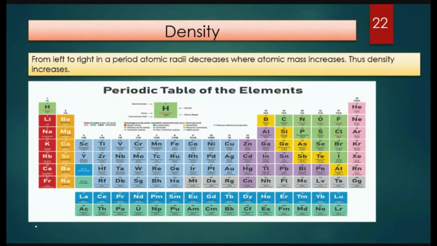Remember, in mass by volume ratio, if mass is increasing, what does it mean? Density should also increase. So what I mean to say, from left to right in a period, atomic radii decreases where atomic mass increases, thus density increases.